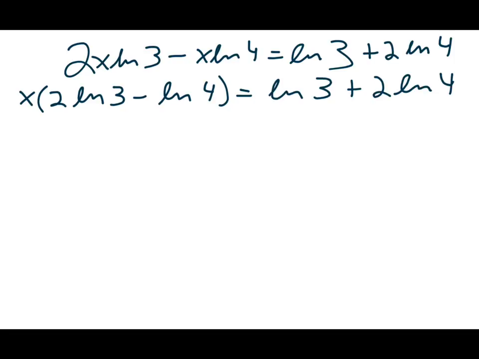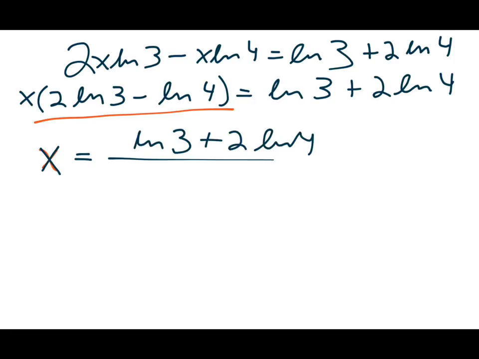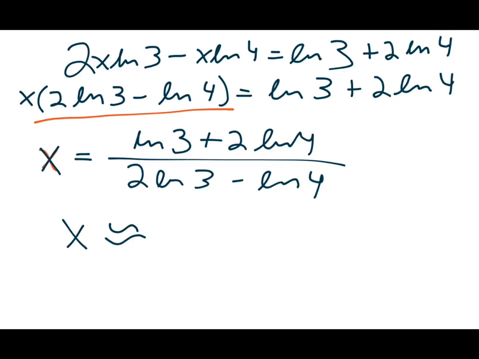Divide by all of that, this guy, to solve for x. And we get natural log of 3 plus 2 natural log of 4, all divided by 2 natural log of 3 minus the natural log of 4, which is approximately 4.774. Now that is a lot trickier than the other one we did.